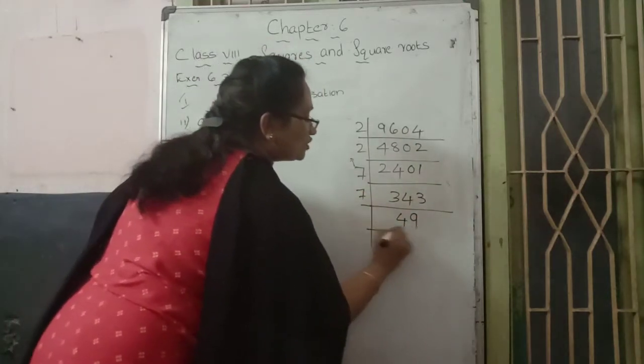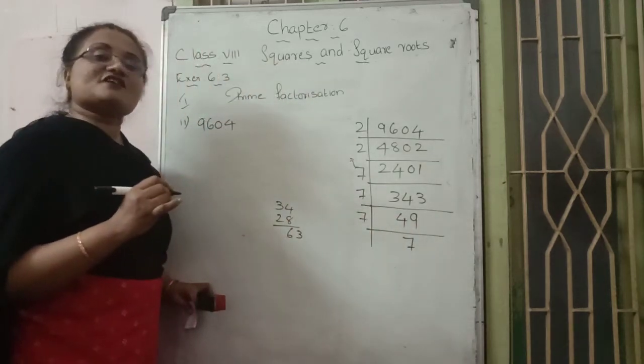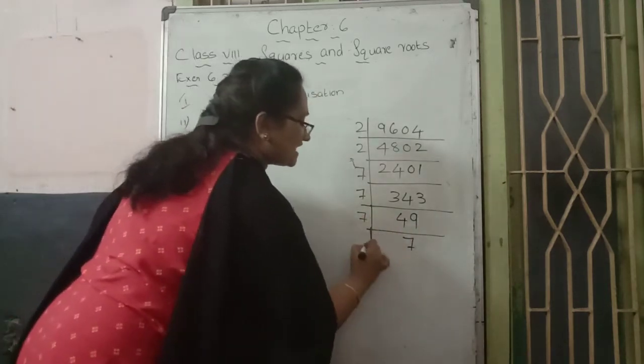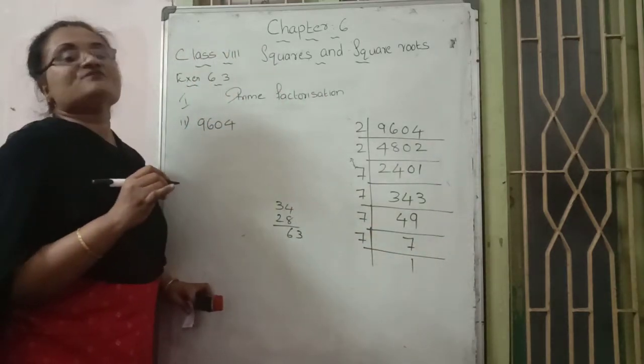Again which prime number is possible? 7 only. 7 table 14, 7 7s are 49, and 7 2s are 14. Again 7 is a prime number, that's why with prime number 7 only we divide and we get the answer as 1.